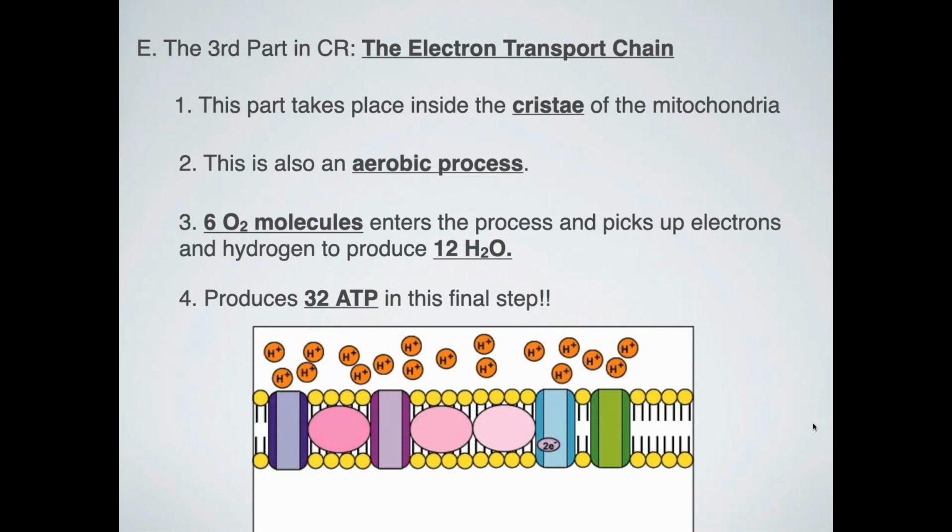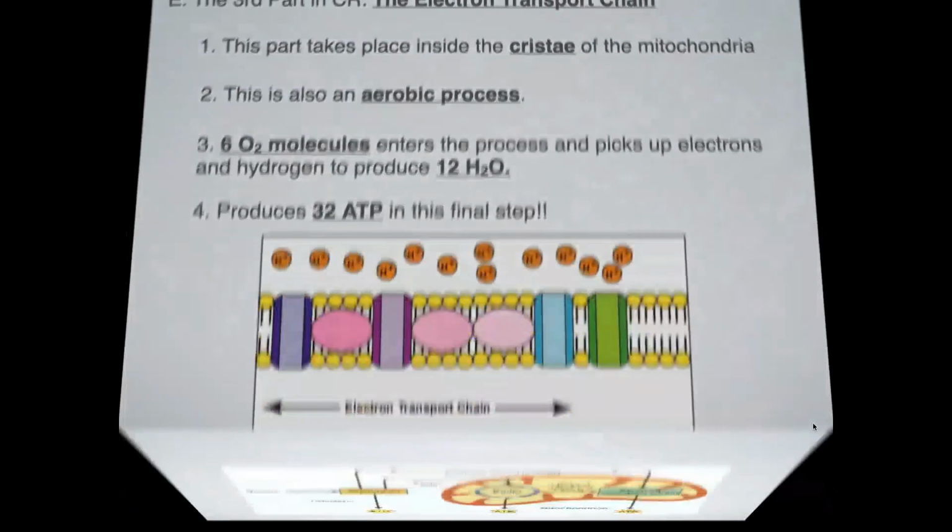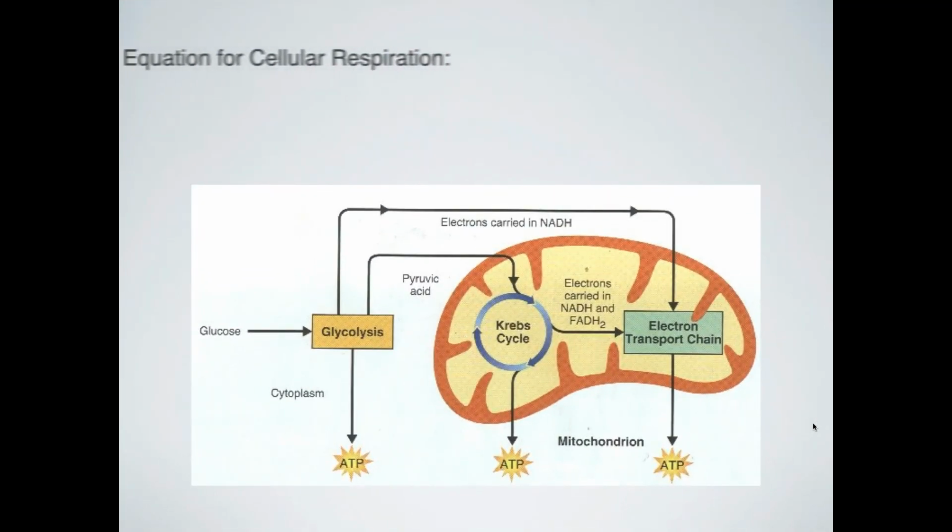And by the time we get to that last little part, by the time we get to the end there, what ends up happening is NADPH is going to pick up some energy in order to make a high energy bond to make ATP. And that is the electron transport chain. It's pretty cool. Now, what's the equation for cellular respiration?